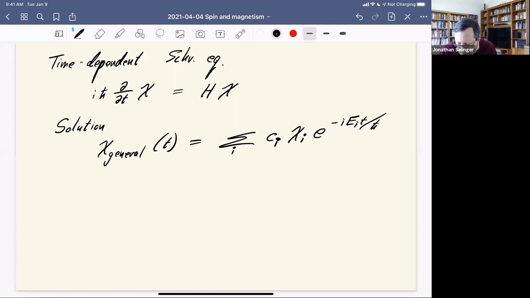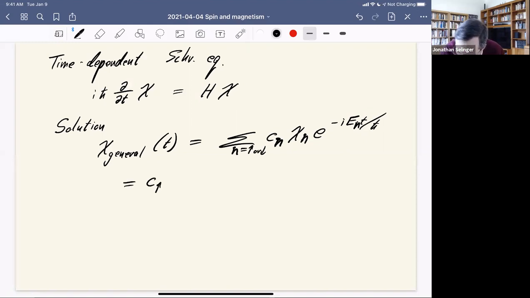Maybe I should use the subscript n instead of i, to be clear. E chi n, nt over h bar. Now n has two possibilities, just two, count them, up or down. So n equals up or down.